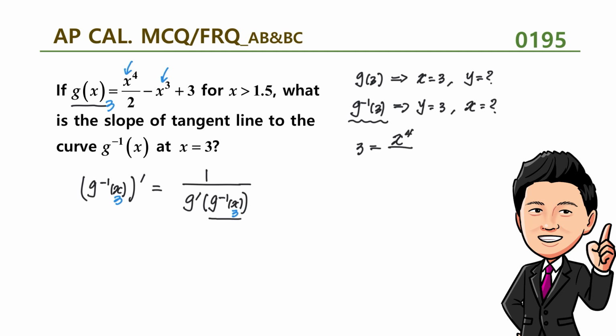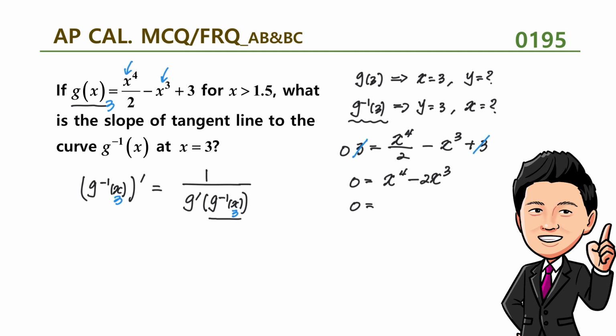So we have x to the power of 4 over 2 minus x cubed plus 3. On the left hand side we have 3, and on the right hand side we have a 3. Now this is a 0, so we're going to multiply by 2. So 0 is equal to x to the power of 4 minus 2x cubed. This is just a simple equation.